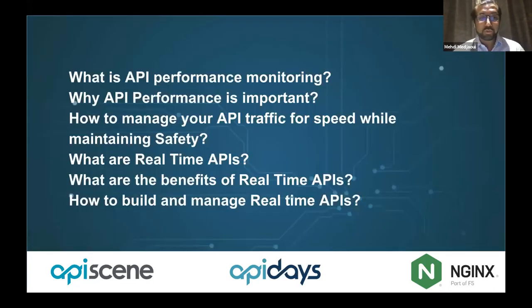So the question we will try to answer today is: what is API performance monitoring? Why is it important for my organization and my IT capabilities? We'll also try to answer the question about how to manage your API traffic for speed while maintaining safety. We're in a world that is more and more connected. One slow service and one slow API on top of it can make the whole system slow. So how do I avoid this contamination of bad performance, right? And how do I maintain my SLA?